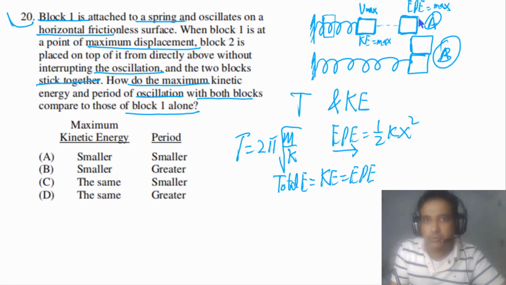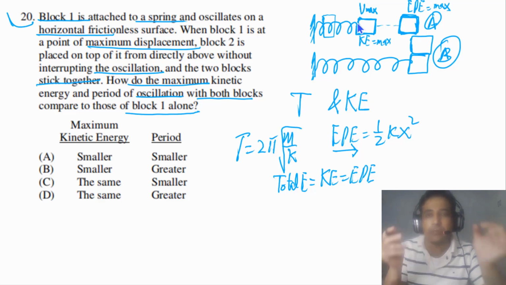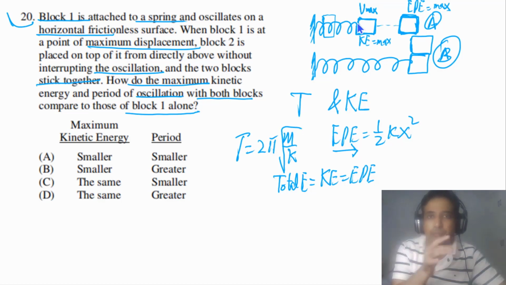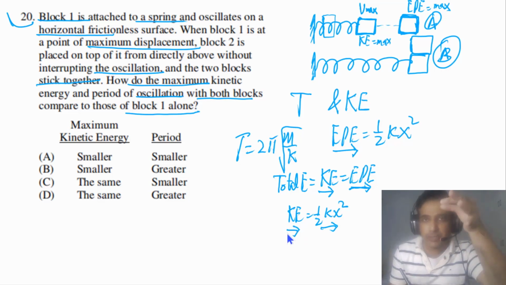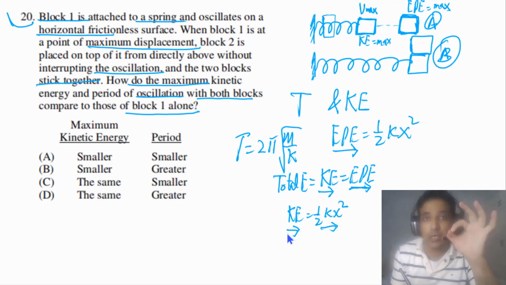When the block is at this point, the system has EPE, and when the block is here, the system has kinetic energy, and so on. This process keeps repeating. As this one is not changing, kinetic energy also will not change. We can also say kinetic energy is equal to 1/2 kx². As this remains constant, KE also remains constant if we place another block on top of the first one without disturbing the system. And in this case, we are ignoring friction.